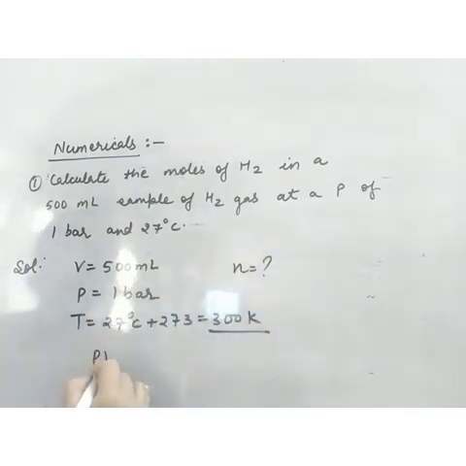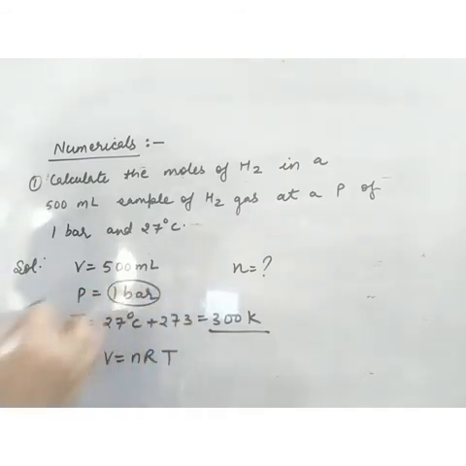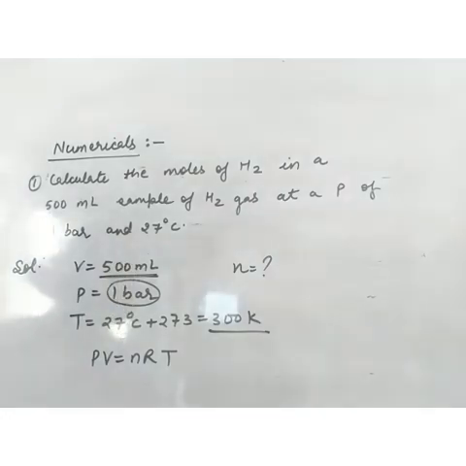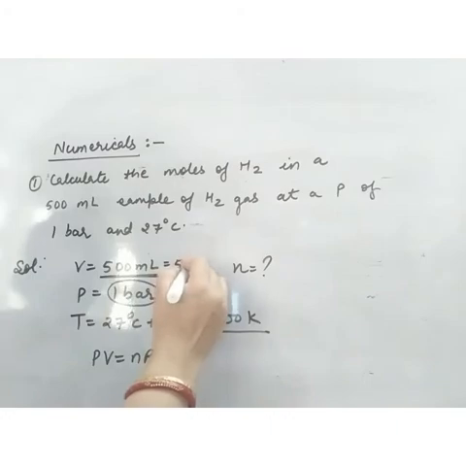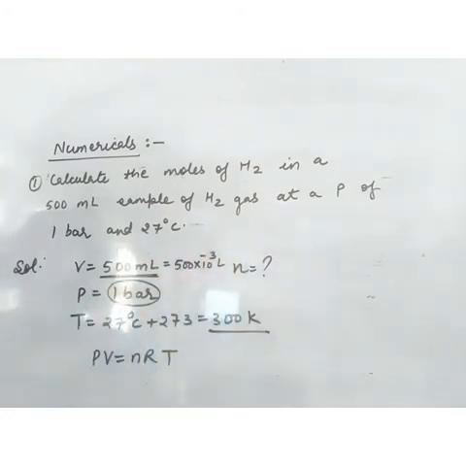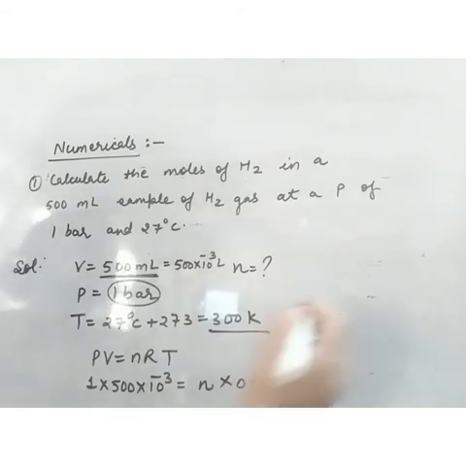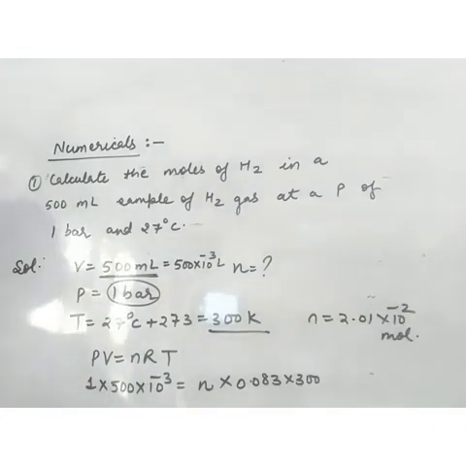So definitely we'll be using this formula. PV is equal to nRT. Now let pressure be in bar only. But volume should be in liters, because if we see that table, if pressure is in bar, the volume should be in liters. So it is 500 into 10 to the power minus 3 liters. So now 1 into 500 into 10 to the power minus 3 is equal to n, moles we have to find out. Now which value of R will we be using? 0.083 into 300. So if I solve this, I will get the number of moles. So n is equal to, so number of moles is 2.01 into 10 to the power minus 2 moles.